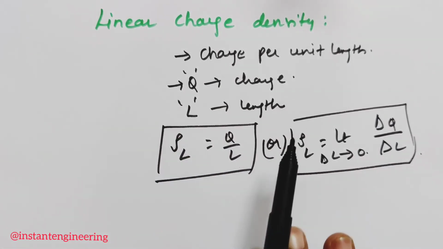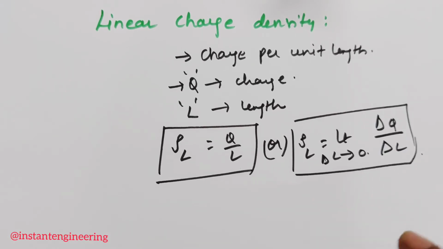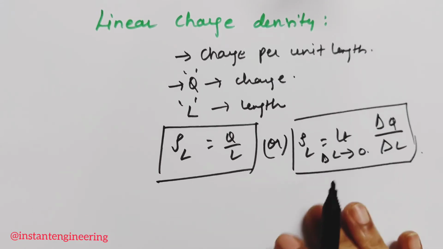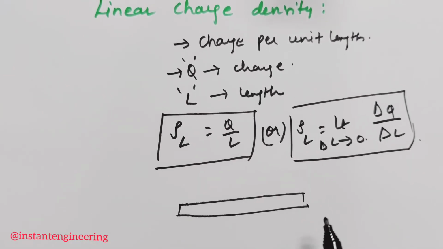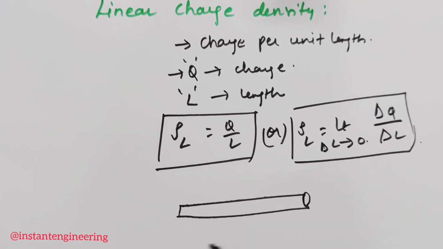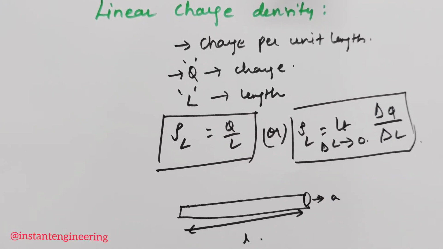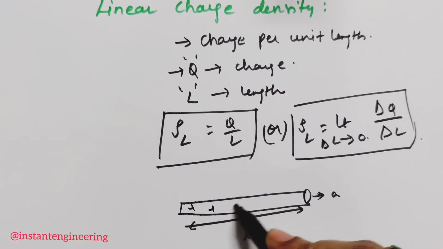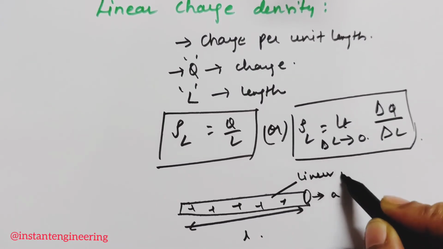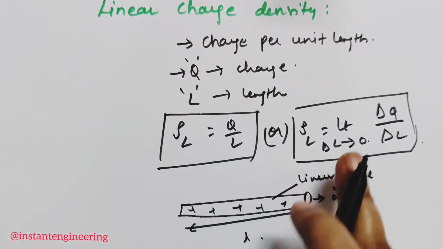For a little more understanding, consider a long conductor in the form of a rod or any wire, where the cross sectional area is very, very small when compared to the length. Then the charge distribution along the conductor may be assumed as linear charge distribution. So this is the conductor, this is the length, and this is the area. When the charge is uniformly distributed along this conductor, that is called linear charge density, which depends upon the length, so charge per unit length.